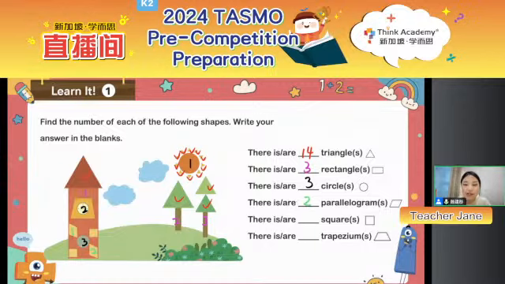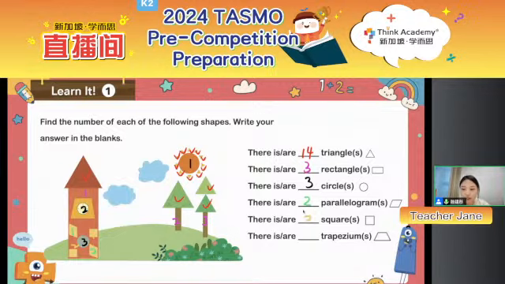And then how about the squares? How many squares are there? Yes, good job, Chuanfan. How about the squares, everyone? You can type your answer in the chat box, okay? So everyone, we can see there are how many squares? 1, 2, right? 2 squares.